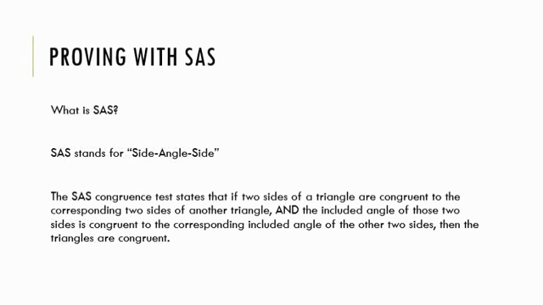Just a little review here. What is SAS? SAS stands for side angle side. And that means that if two sides of a triangle are congruent, and then the next side of the same triangles are congruent, and the included angle of both triangles is congruent, then we can say that those two triangles are congruent. So side, angle, side. So how would I use this in a proof?